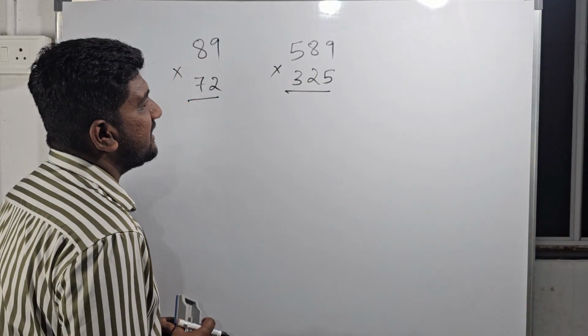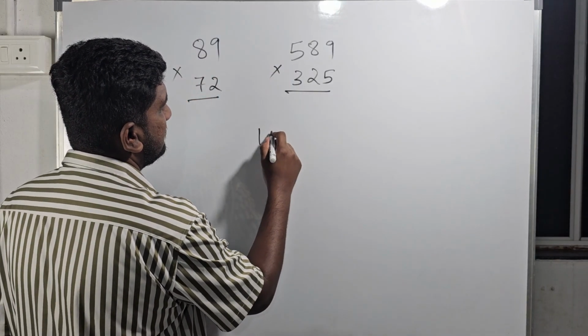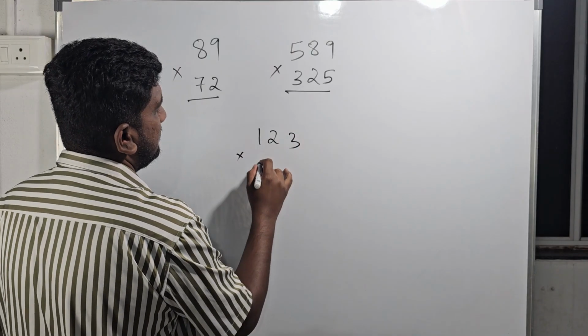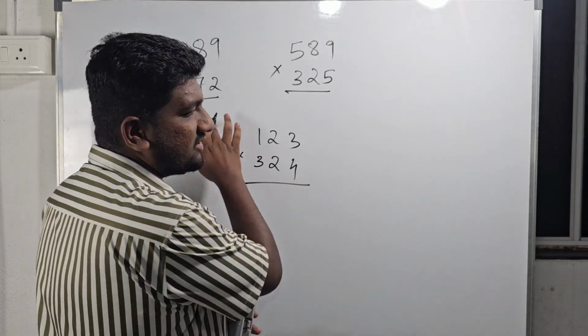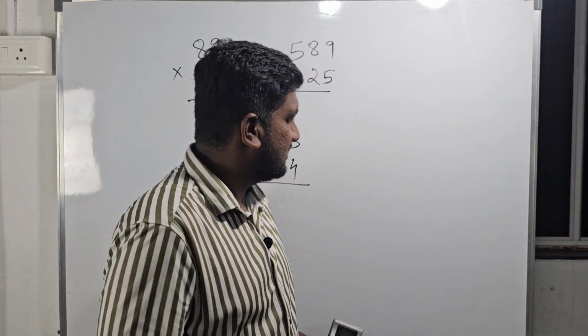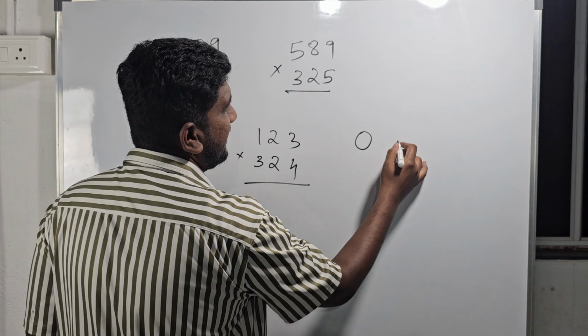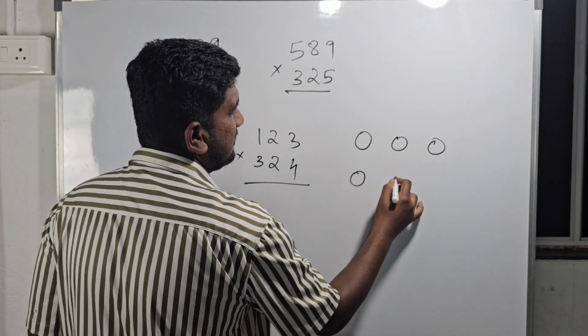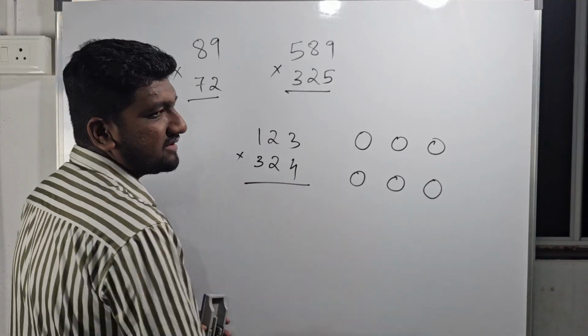Next we will take three numbers. First we will take an easy example. For example 123 into 324. Now in 2 digits we had followed only 3 steps. In 3 digits we have to follow 5 steps. I'll draw again 6 circles for explaining the concept. Assume that these numbers are these circles.